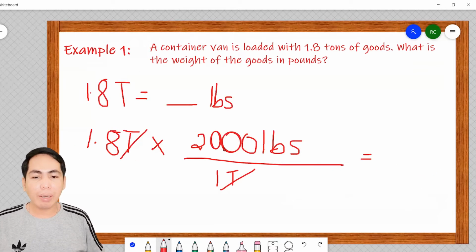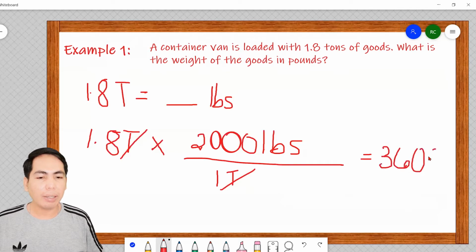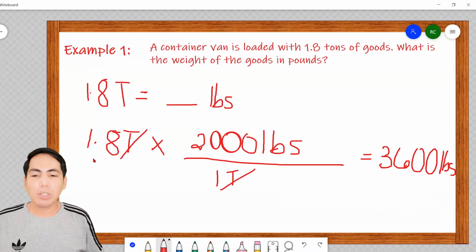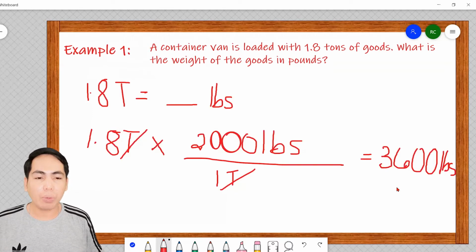1.8 times 2,000 is equivalent to 3,600 pounds. Since 1.8 is understood to have a denominator of 1, 1 times 1 will give us 1. So 3,600 over 1 is just the same as 3,600. So in other words, 1.8 tons is equivalent to 3,600 pounds.